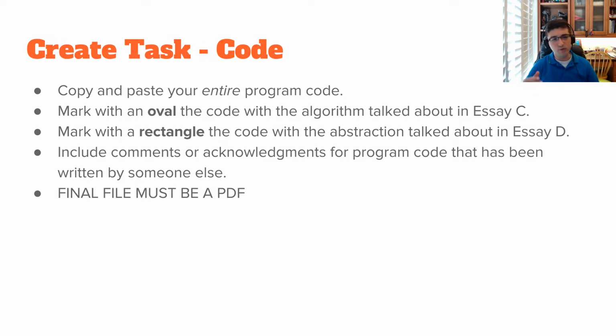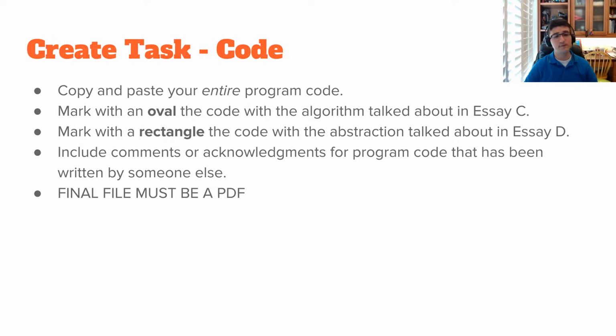Now, when you're pasting the program code, you also have to remember to mark with an oval the code with the algorithm that you talked about in SAC, and then with a rectangle the code with the abstraction that you talked about in SAD. Don't forget this because they will remove a lot of points if you do. Just use one of the tools that they have within any of these processors. Take the tool, draw an oval, draw a rectangle around any of the code that you need to, and you'll basically get that solved.